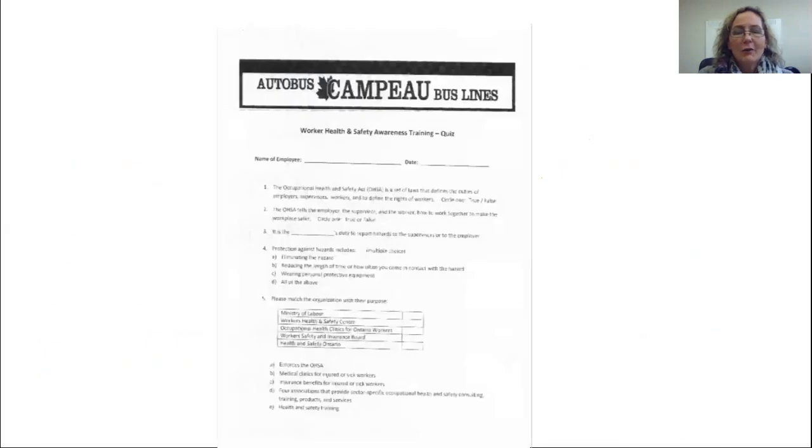All right, the worker health and safety awareness training quiz. There's 5 questions on there. Some true and false, fill in the blank, multiple choice, and then matching the organization with their purpose. There's 5 choices there. So just need to take the letter and put it into the correct box beside the organization.